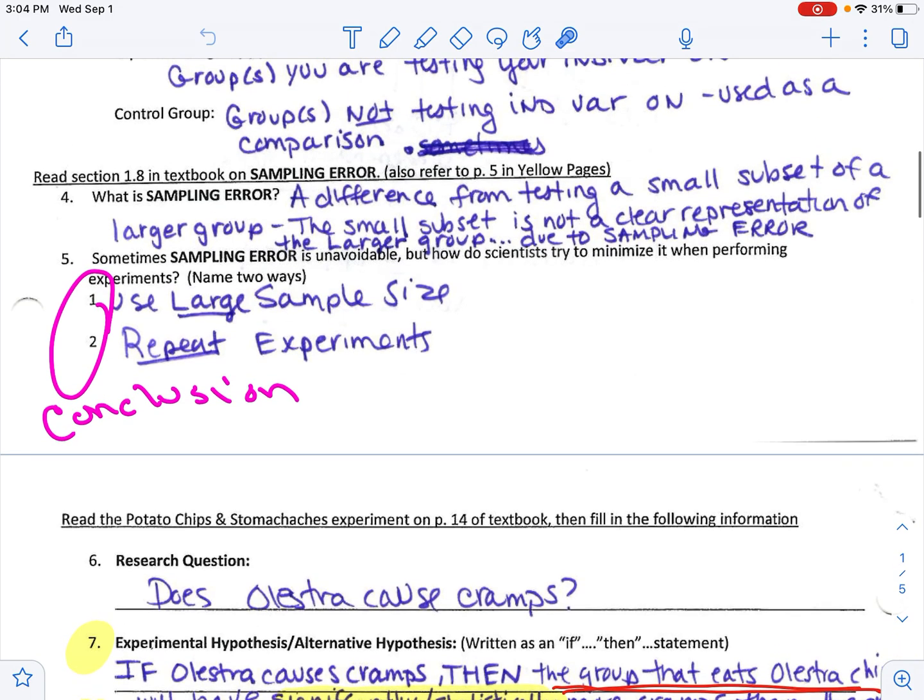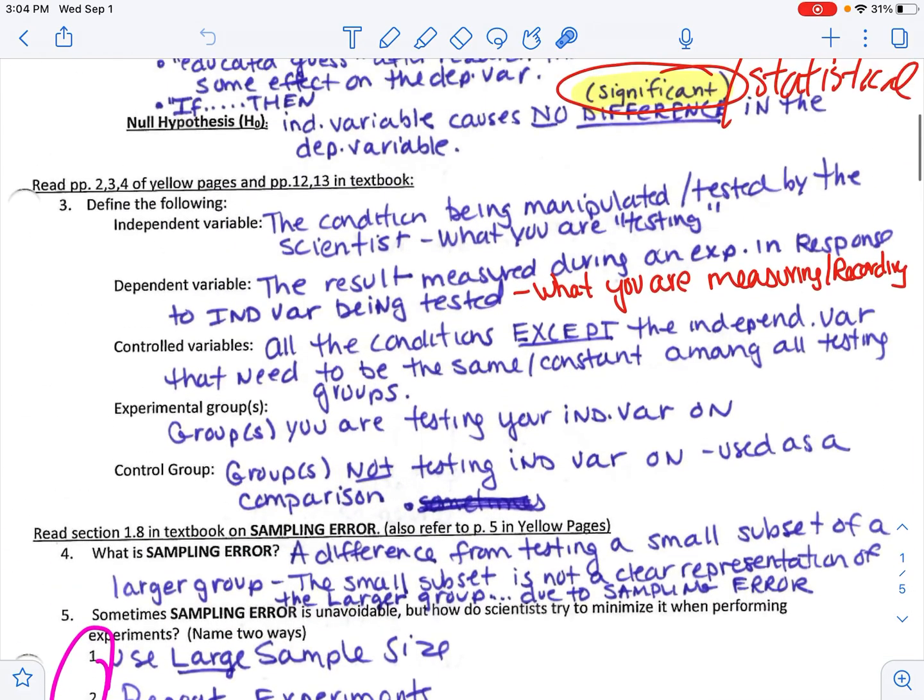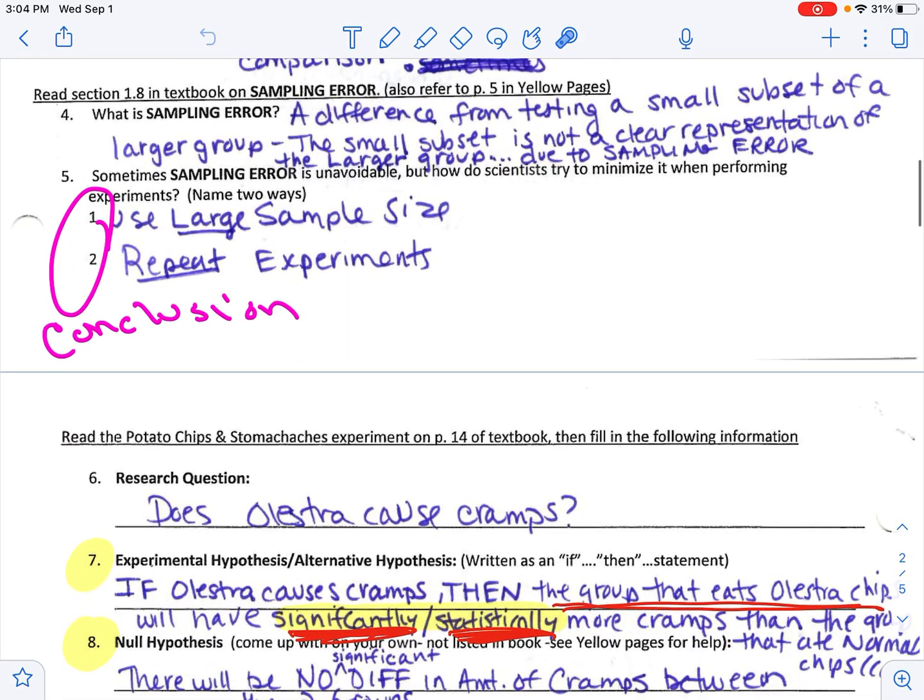Down here in number 5, I wrote the word conclusion because what I just talked about with sample size is something you can always say when you're writing a conclusion to a lab report. And we're going to do a full-blown lab, like 2 weeks, where you're going to do all of this stuff. We're going to do bugs. I know that sounds gross, but I think we're going to do pill bugs.